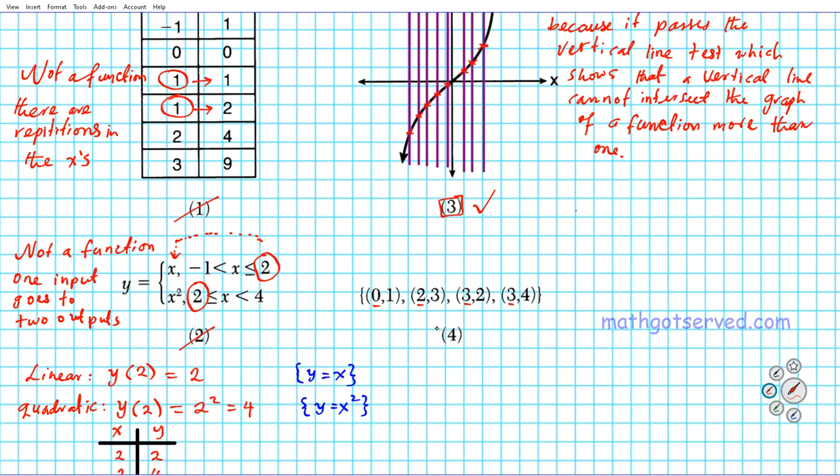All right, let's take a look at this right here. Are there repetitions in the x's? Absolutely. You have 3 going to 2, and then you have the same 3 going somewhere else to 4. Remember, a function assigns one input to exactly one output. But in this case, the same input 3 is being assigned to 2 and 4, two different outputs. Okay, so we have repetition in the x's. What does that tell us? The relation is not a function. So we know for sure that the answer is option number 3.